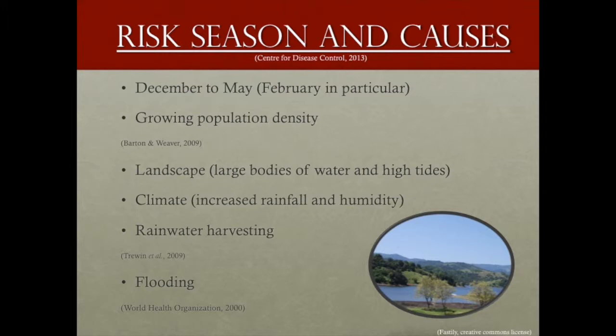Trewin and colleagues reported that in the early 2000s, extended drought conditions in this area resulted in rainwater harvesting. This unnatural increase in water storage in residential areas led to more niches for mosquitoes to exploit to reproduce and lay their eggs. In 2009, Barton and Weaver found a correlation between heavy rainfall, the increase in the population density of mosquitoes, and the activity of the mosquito-borne diseases. Flooding has also been associated with viral outbreaks as well.